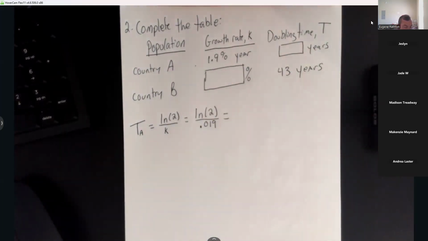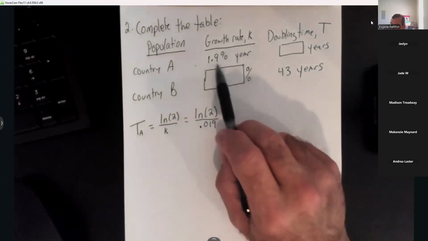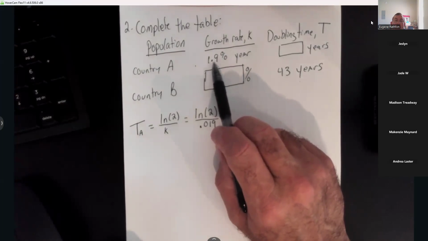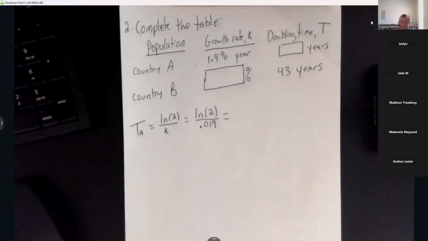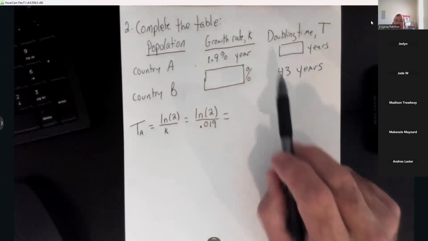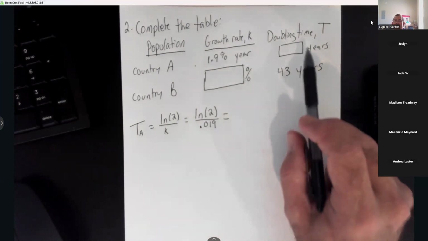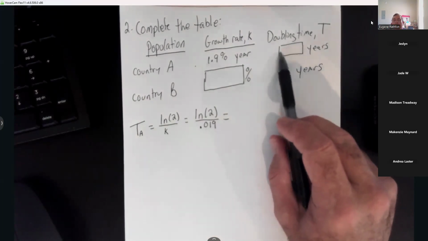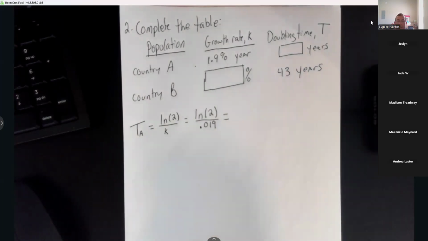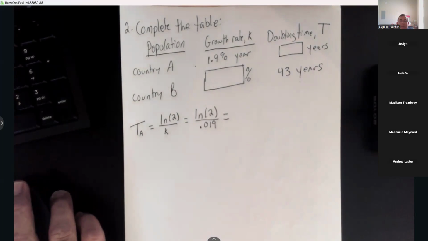All right, y'all, let's see. On doubling time, it looks like we're just going to do like they did and do one decimal place when we're done, okay? And let me see. Oh, I'm doing doubling time for A. And it looks like they're rounding off to the nearest years. So we're going to round ours off to the nearest year, okay? So let's take that ln of 2 and divide by that 0.019.